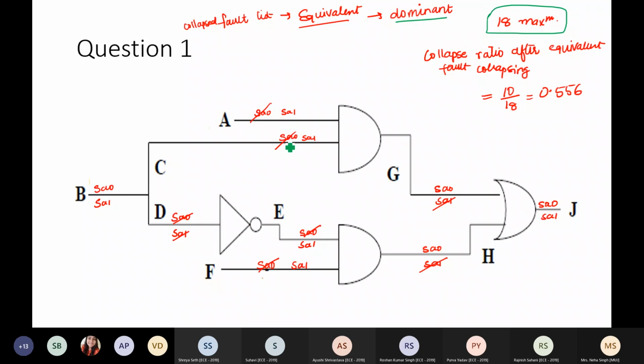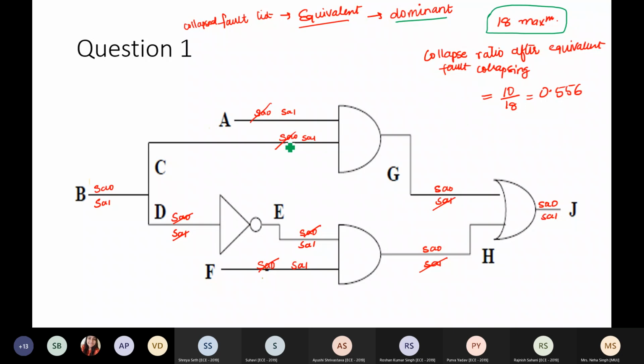Lastly, I look at this OR gate. What happens in an OR gate? Stuck at 1 at input is equivalent to stuck at 1 at output. Here too, stuck at 1 at input is equivalent to stuck at 1 at output. So I eliminate the stuck at 1 faults at input, and I am left with only these.